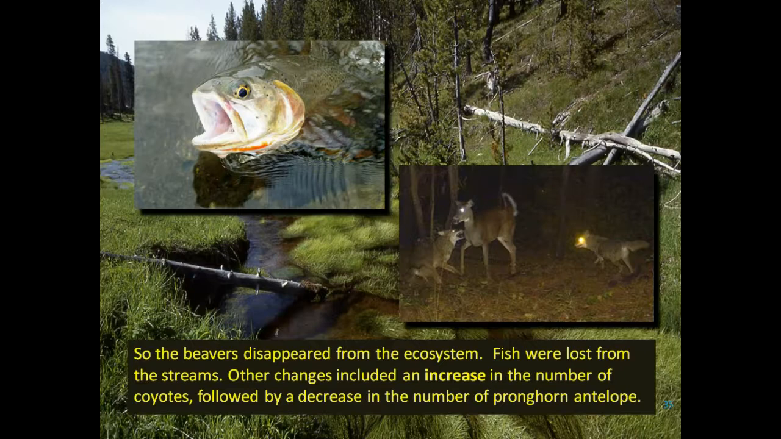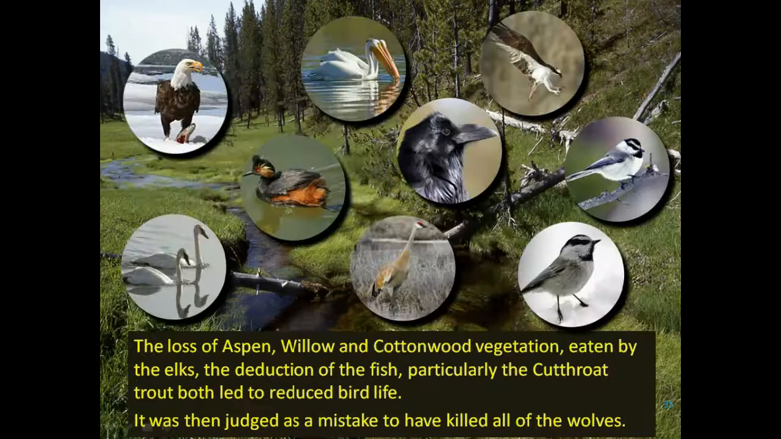So the beavers disappeared from the ecosystem. Fish were lost from the streams. Other changes included an increase in the number of coyotes, followed by a decrease in the number of pronghorn antelope. The loss of aspen, willow, and cottonwood vegetation eaten by the elks, the reduction of the fish, particularly the cutthroat trout, both led to reduced bird life. It was then judged as a mistake to have killed all of the wolves.